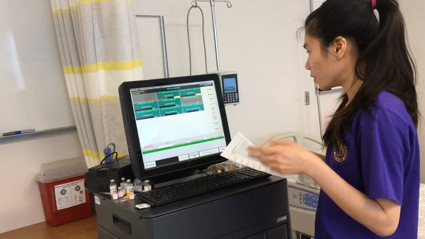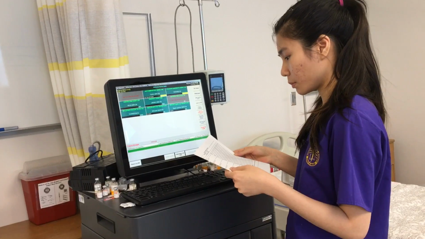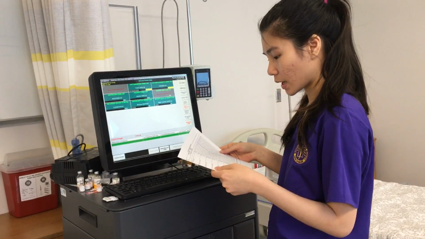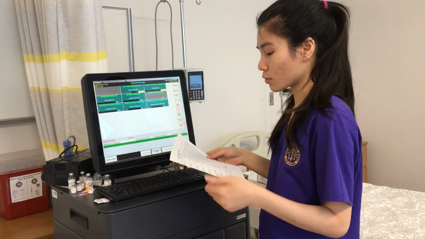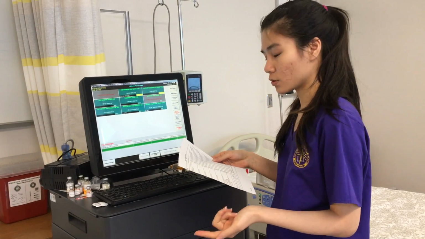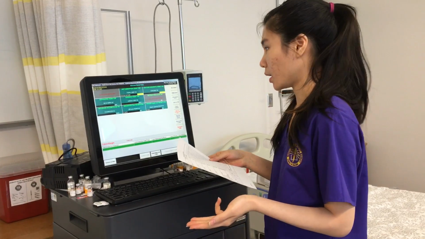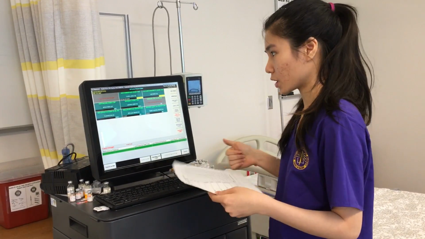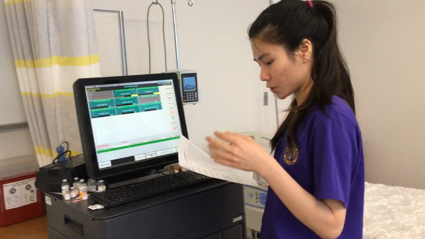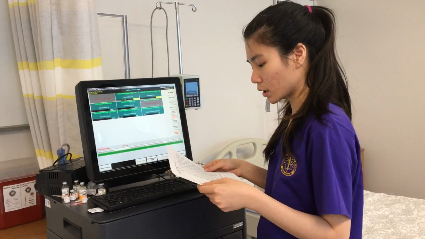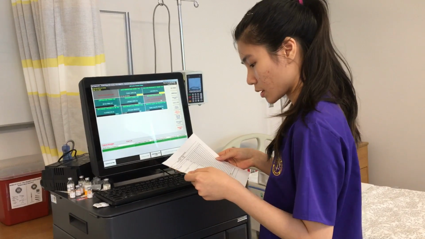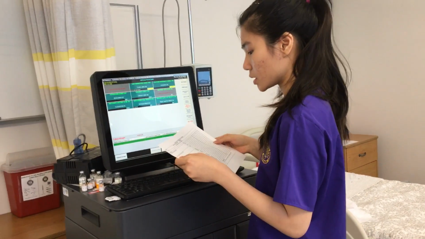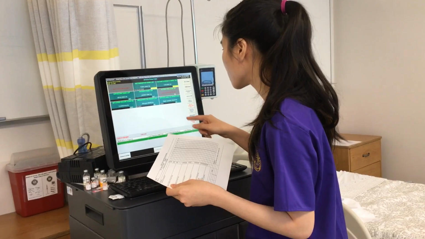Okay. So before I look for the medication for my patient, I make sure I do my six rights, which is right patient, right medication, right time, right route, right dose, and right documentation. So I would take out the 8 o'clock medication for my patient. The first medication is digoxin.